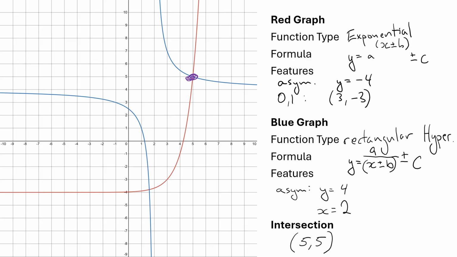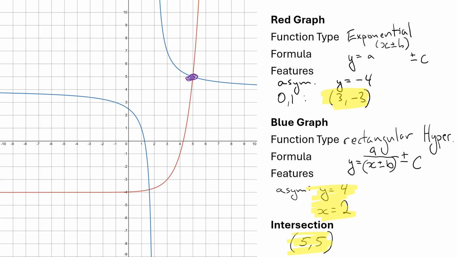So highlighting the little bits of information that we need now, we have our 0, 1 point where we've moved our 0, 1 point to, and we've got the asymptotes, and we've got our intersection points.